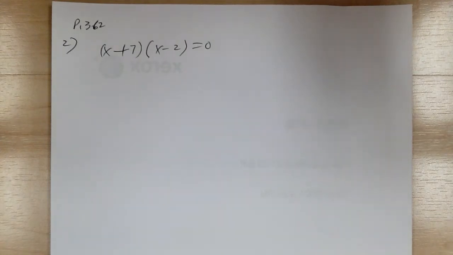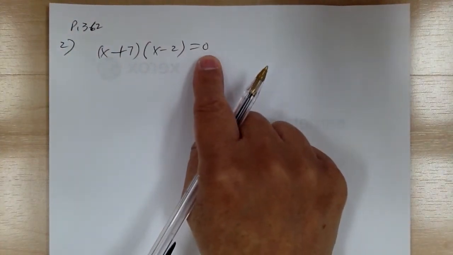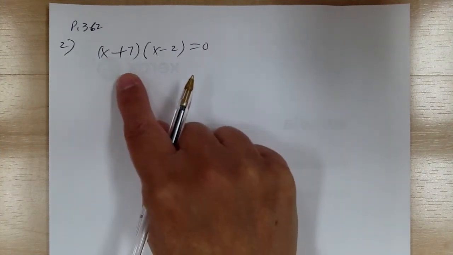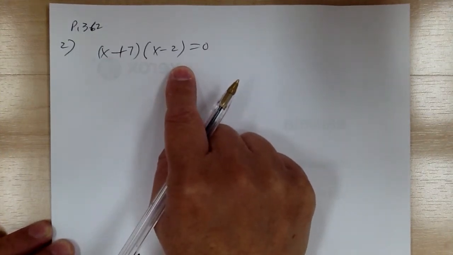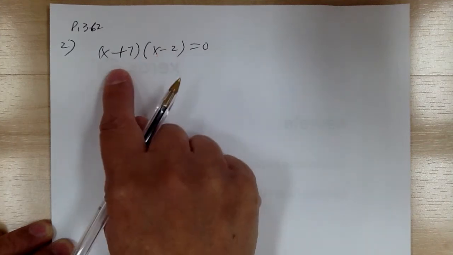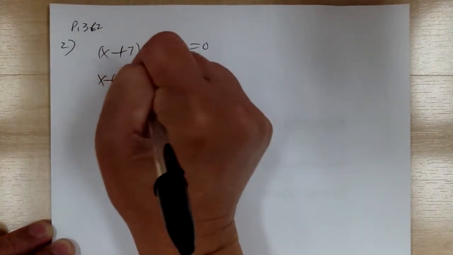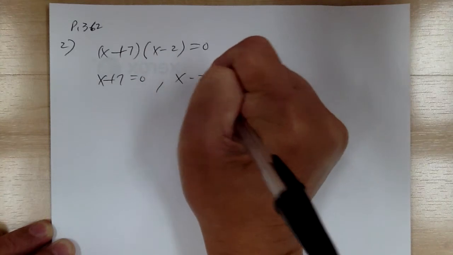So the first thing you need to do is check, make sure this side is equal to 0. Next, you check to see if it's factored. So this is already factored, so you can just go and set each factor equal to 0. So you got x plus 7 equal to 0, x minus 2 equal to 0.